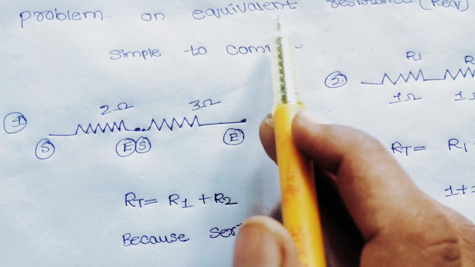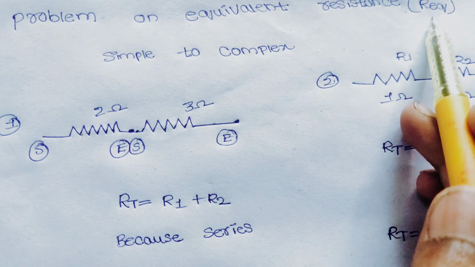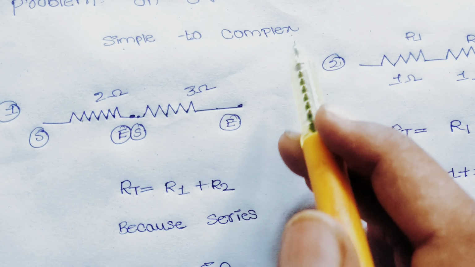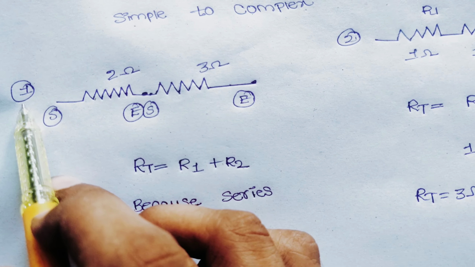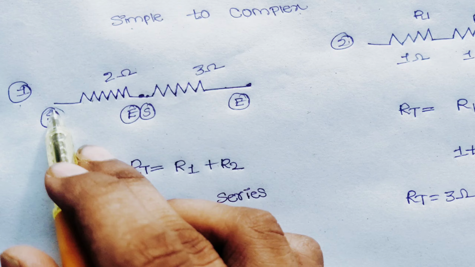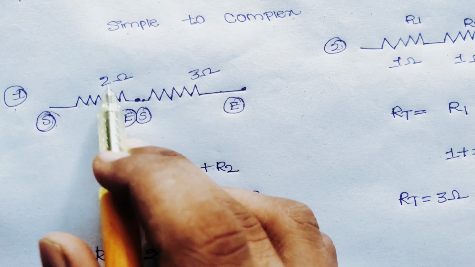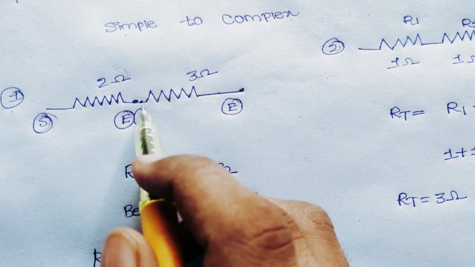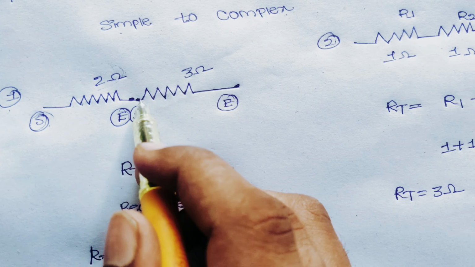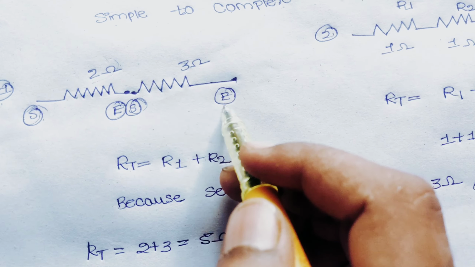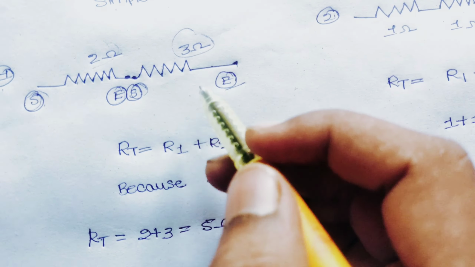Problems on equivalent resistance, from simple to complex. Number 1. Here two resistors are connected in series. S is the starting point and E is the ending point, and the second resistor is connected to the ending point of the first resistor and the starting point of the second resistor. Here 2 ohms and 3 ohms.